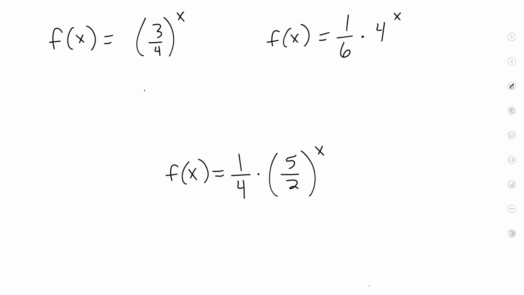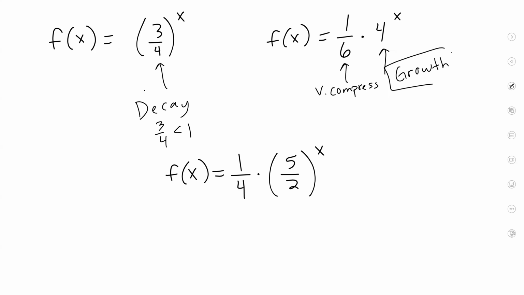Is this growth or decay? Good, that's less than 1. 3/4 is less than 1, so that's decay. Which number should I be looking at? The 4, not this one. What does this tell you? Yes, that just tells you that it's a vertical compress. 4 is your base, so this is a growth. Is this one growth or decay? Growth, because 5/2 is bigger than 1, so this is growth.